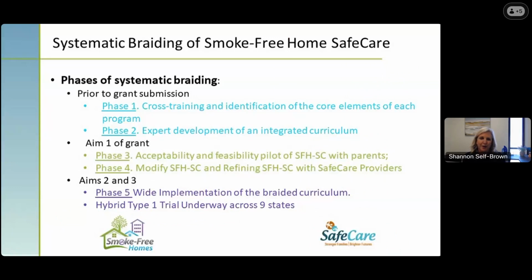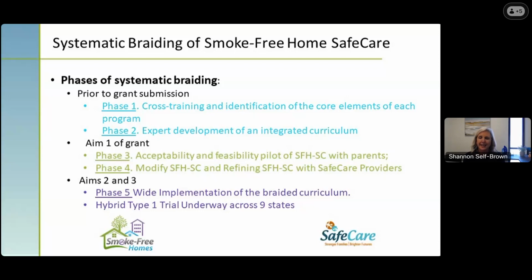So for the aim 1 of our project, we engaged in the systematic rating approach, which was developed by Kate Guastafaro, and we followed the 5 phases that are designed for this particular approach. So in phase 1, we engaged in cross-training of our 2 teams in the intervention and identification of core elements of each of the programs. In phase 2, we engaged in expert development of an integrated curriculum.